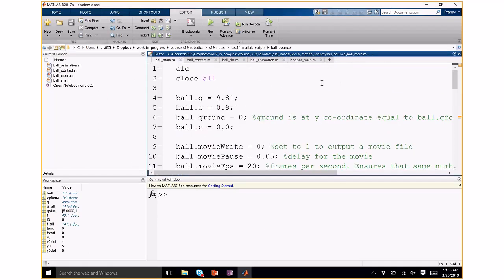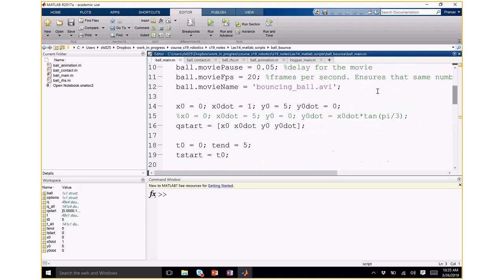So really quickly, this is the main file. As I told you, I would like to define all variables inside ball like a structure so that it's easy to pass it. In this case, I've defined coefficient of restitution to be 0.9, which means energy would be lost. I do have drag force, but I set that equal to 0. There are four initial conditions: the position x0, the velocity x0 dot. I'm launching the ball from a height of 5, with a speed in the x direction of 1 meter per second, and the y velocity is 0. That's my Q start. I want to simulate for 5 seconds.